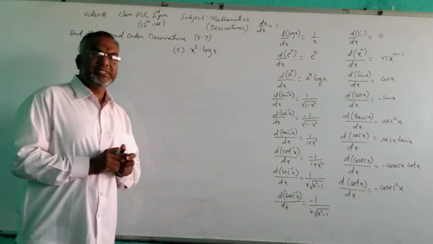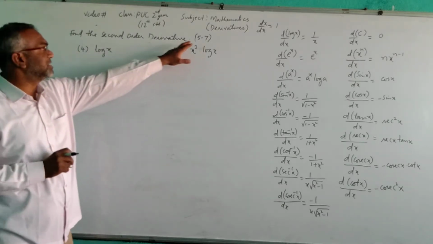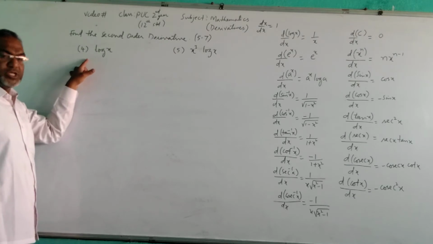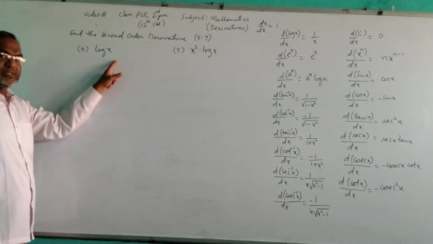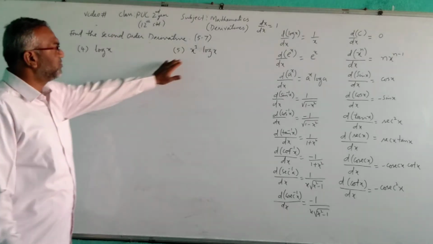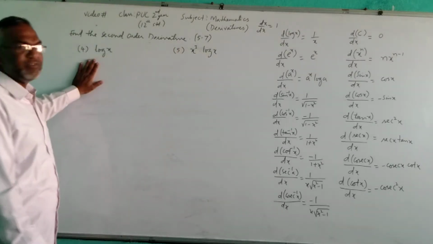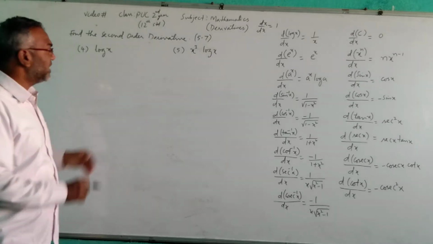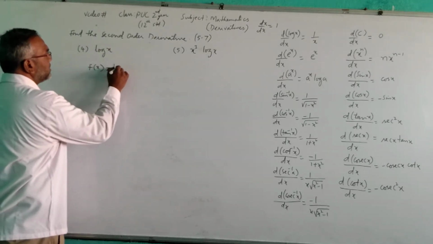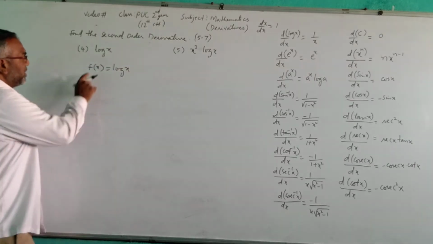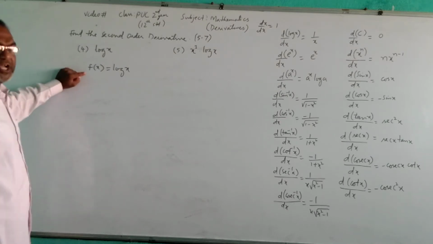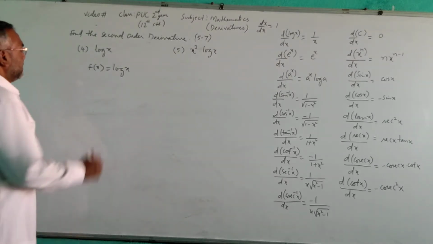So the next problem is, we have two more problems in the same exercise, 5.7 in your reader. The next question is question number 4, that is log x. We have to find the second order derivative of log x, and the fifth question is x cube log x. Let's start with this question, that is log x. Take the given function as, suppose I take f of x. You can take y is equal to, or you can take f of x is equal to, no problem. Then differentiate this with respect to x.